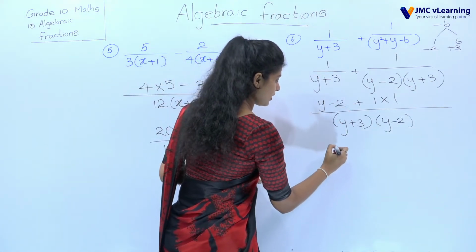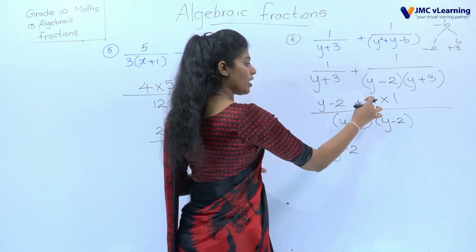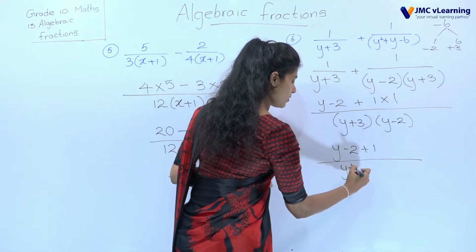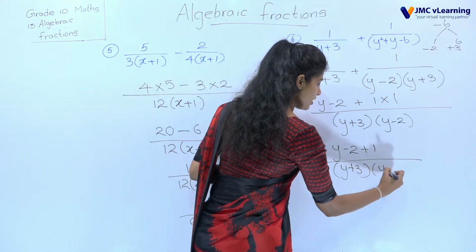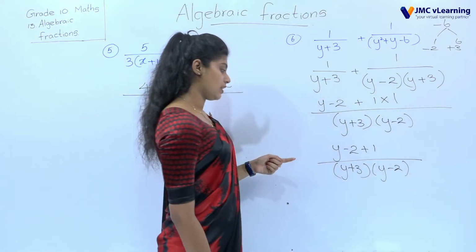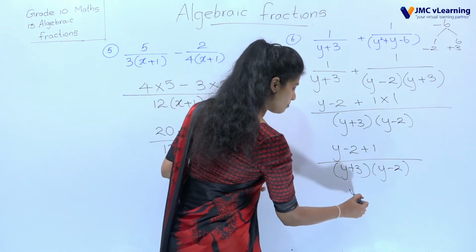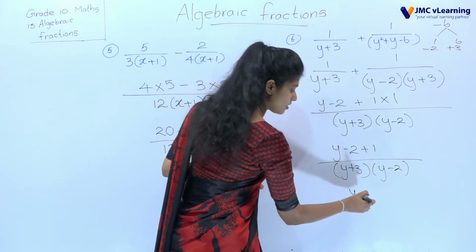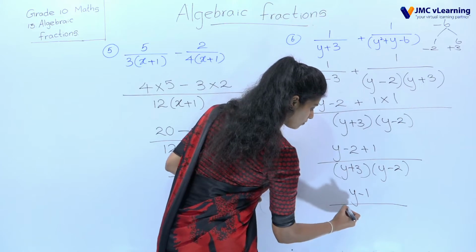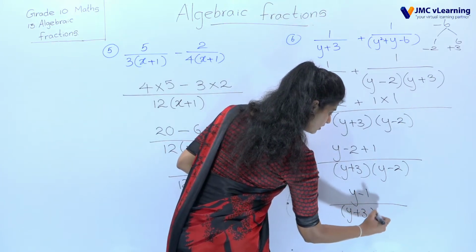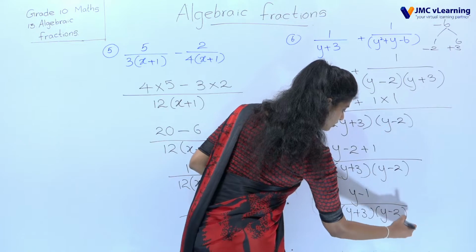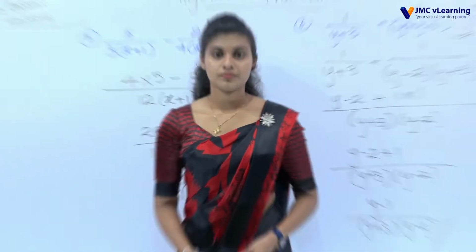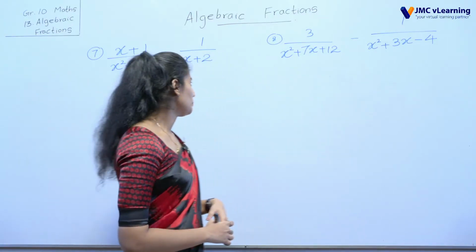Let's simplify the numerator. Y minus 2, 1 into 1 also 1. The denominator is y plus 3, y minus 2. Then after simplifying the numerator, y minus 2 and plus 1 is equal to minus 1 over y plus 3, y minus 2. This is the answer. Let's move to next example.